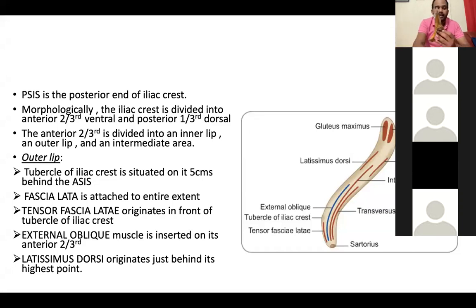On the outer lip, the whole extent gives attachment to the fascia lata. Then the tensor fascia lata muscle takes origin in front of the tubercle of iliac crest. The iliac crest tubercle is present just 5 centimeters behind the anterior superior iliac spine. Then the external oblique muscle is inserted on the outer lip of the iliac crest, and the latissimus dorsi muscle takes origin just behind its highest point on the outer lip of the anterior 2/3 of the iliac crest.